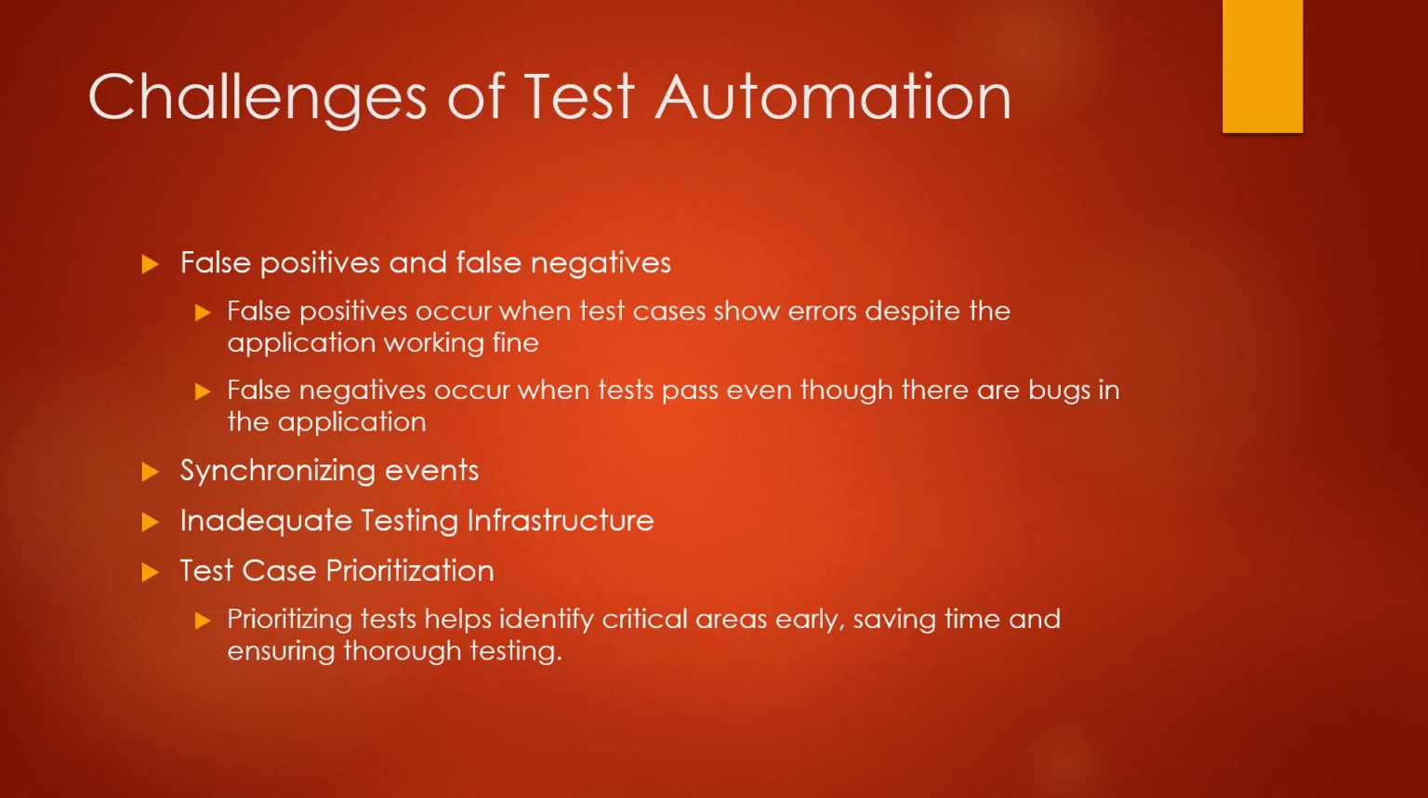Adding more tests slows down the test automation process, causing delays, missed milestones, and disruptions in release cycles. Prioritizing test cases is crucial to improving efficiency. To address this problem, teams should consider increasing simultaneous test executions or prioritizing which tests to automate first. Prioritizing tests helps identify critical areas early, saving time and ensuring thorough testing.